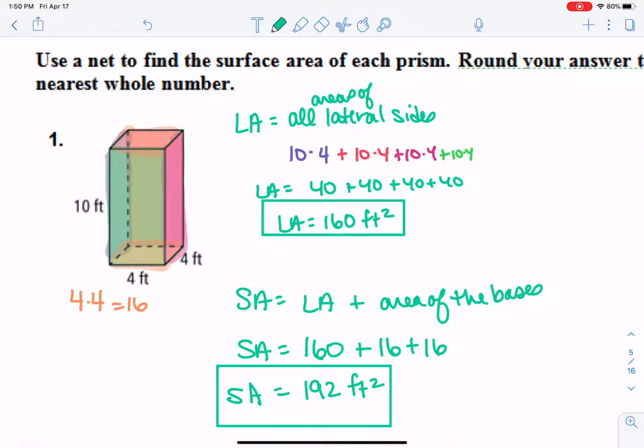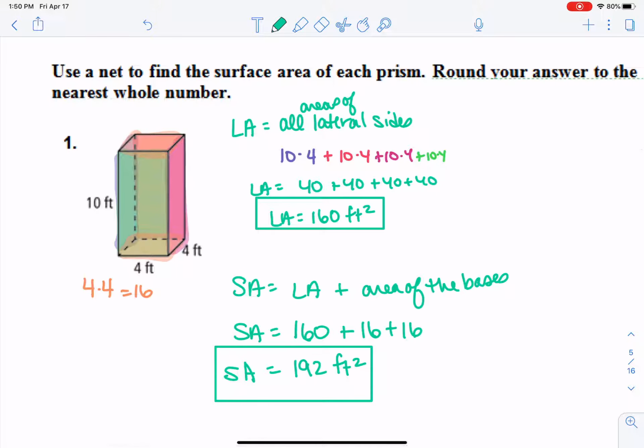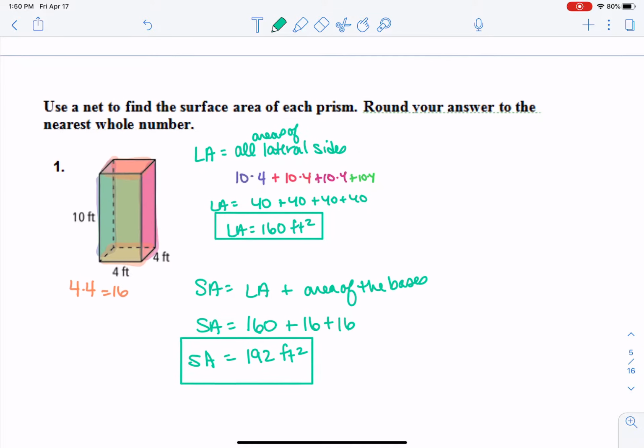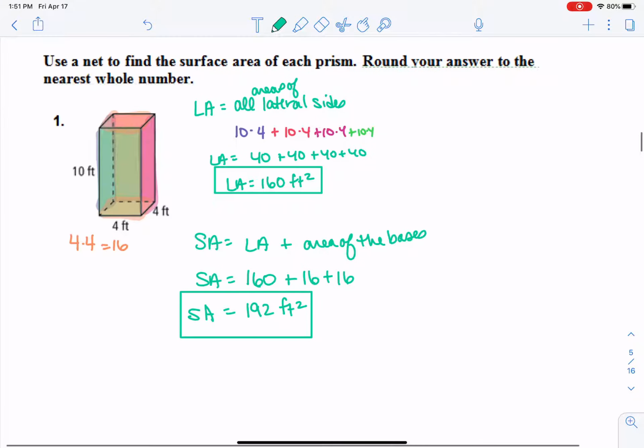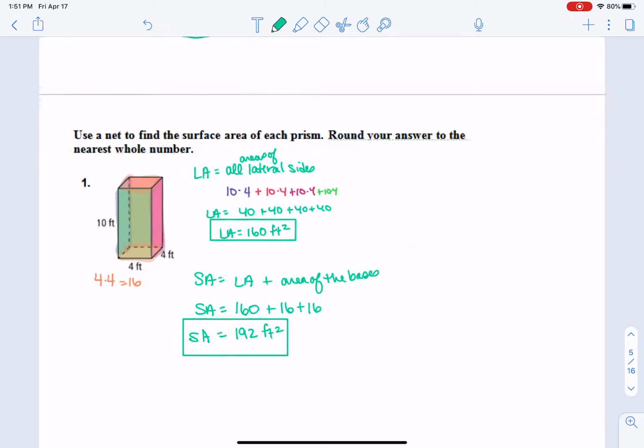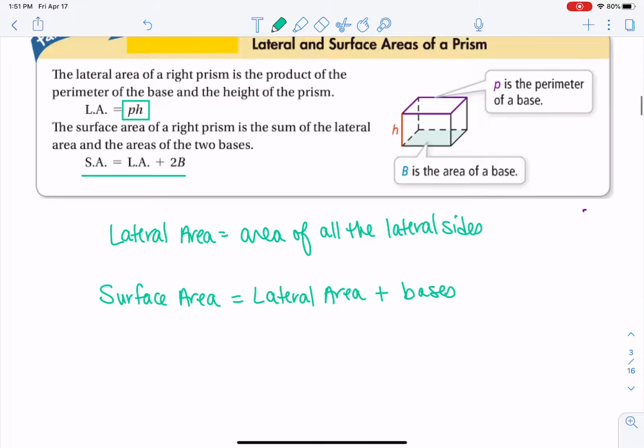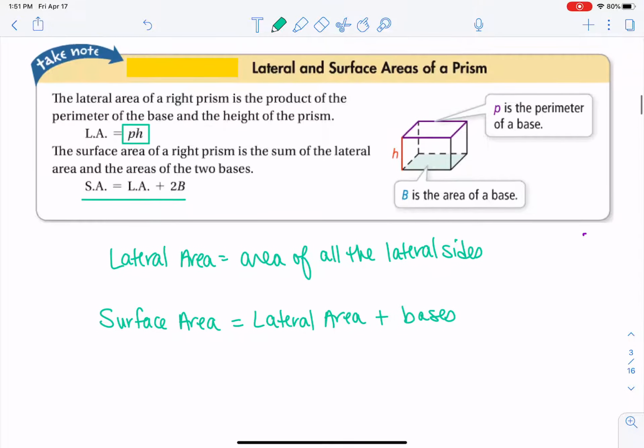Some of the bases are going to be a little harder than a square or a triangle. I think there's some pentagons on there, hexagons, some things that you'll need to use some of those earlier things we learned in chapter 9. So you might need to find some more difficult areas of bases. So that is how to find the area, the surface area, the lateral area of a prism.